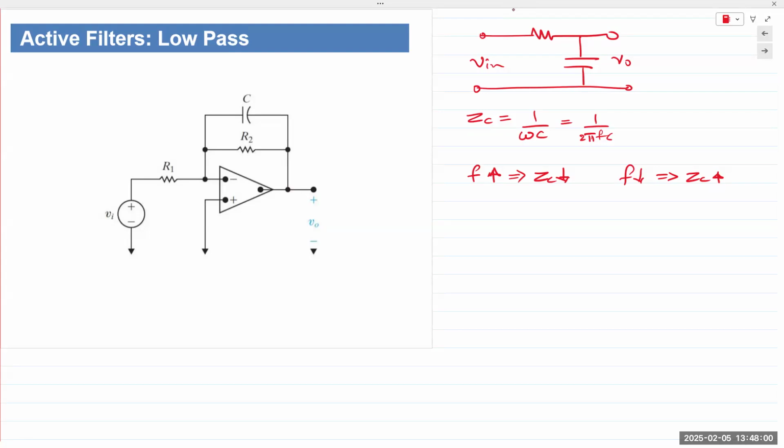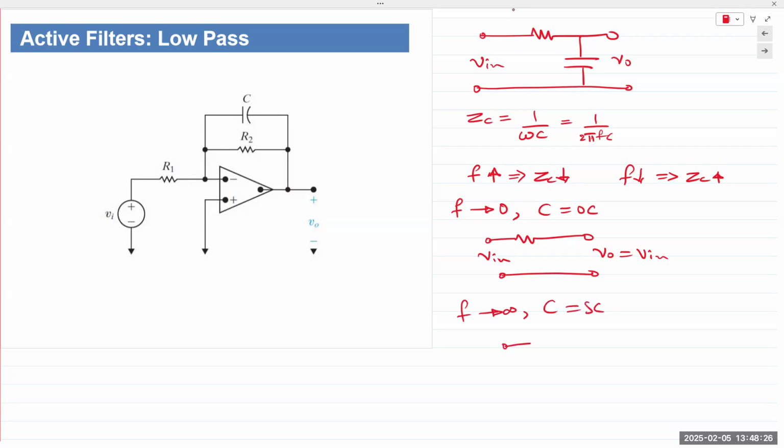So as F tends towards 0, or at low frequencies, the capacitor is an open circuit. V out is equal to V in. As F tends towards infinity, the capacitor behaves like a short circuit. So V out goes to 0.